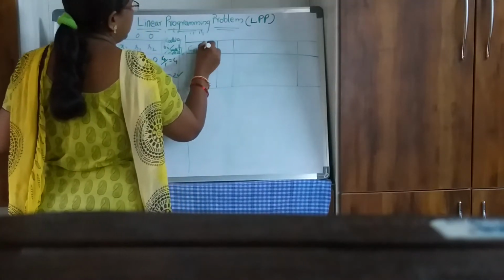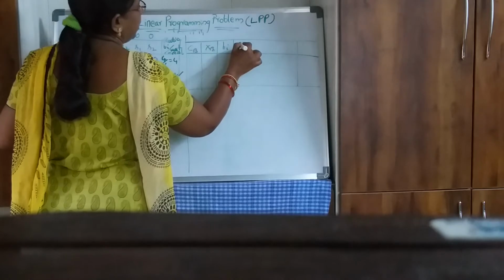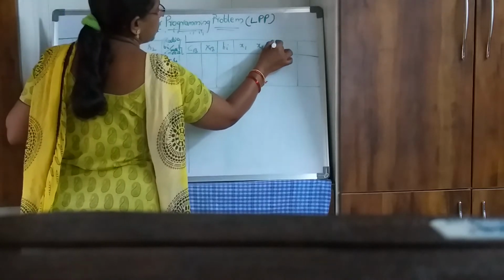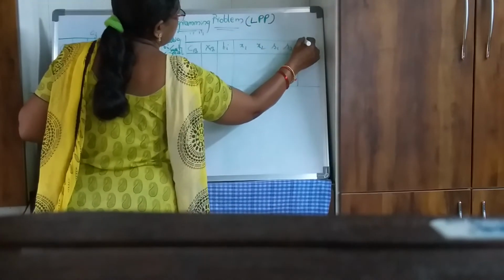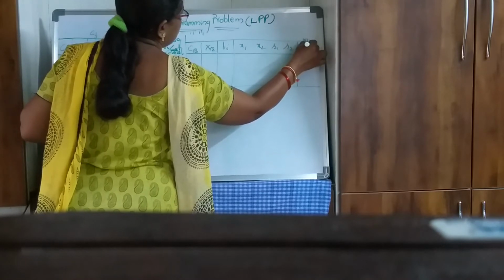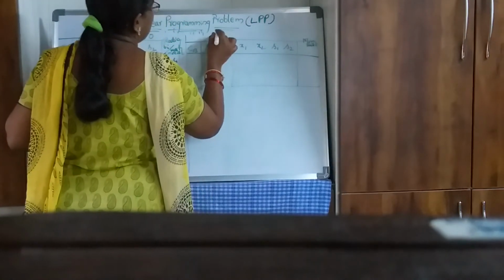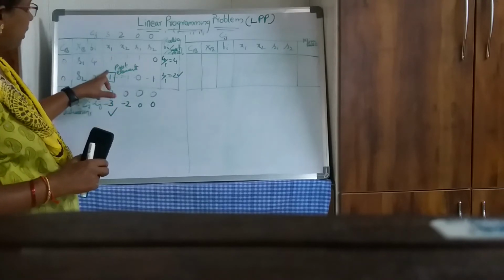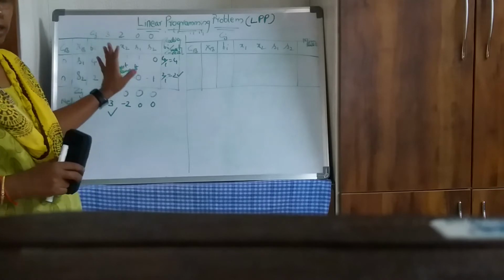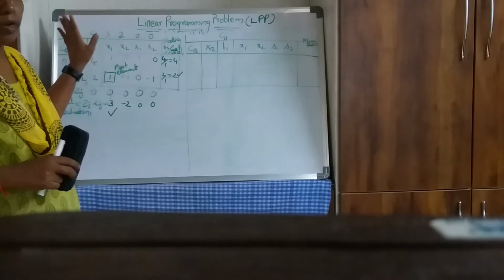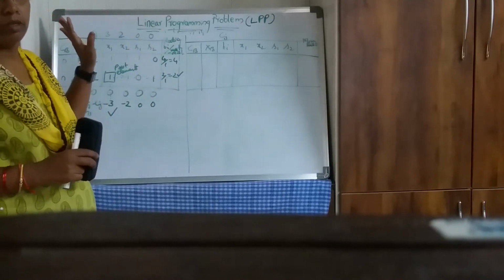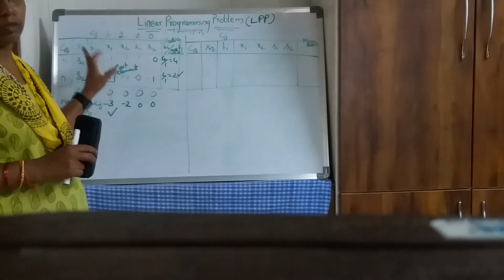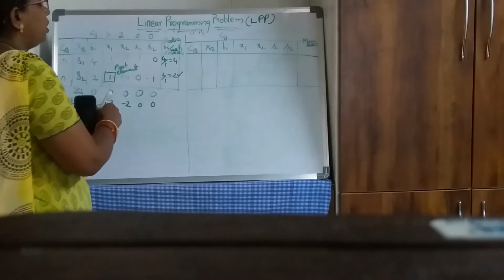So this will be CB, XB, BI, X1, X2, S1, S2. Here you will have minimum ratio, and here you will have CGs. And remember this, you are finding ratio for this most negative column, and when you are finding ratios, the elements in this most negative column should be positive. If you have any negative, don't find ratio to that element. So you calculate ratios only to the positive values in the most negative column.